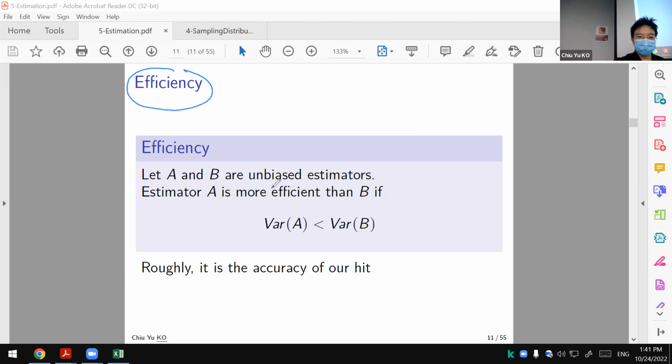Efficiency focuses on the case of unbiased estimators. So you have two types of methods, and both methods are unbiased, meaning that on average they hit the target. Then can you compare them? Yes. The comparison is to look at the variance. A is better than B if A has smaller variance. That means both of them on average hit the target, but A is on average closer than B. So look at the diagram and you will see.